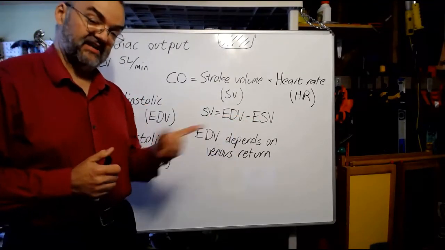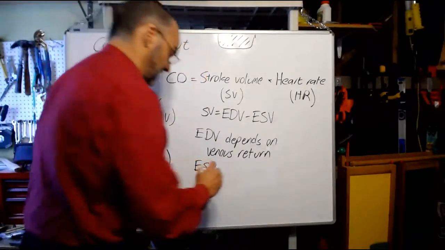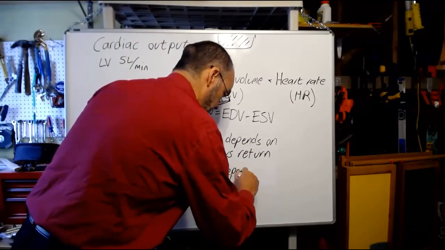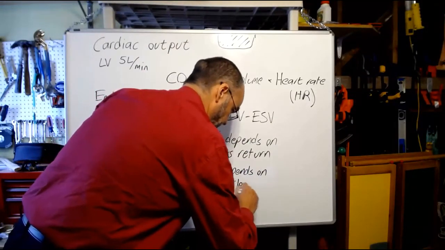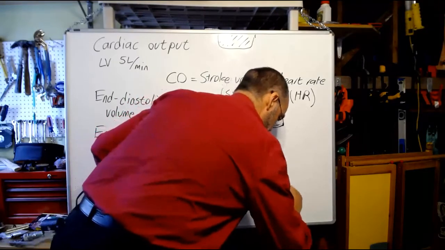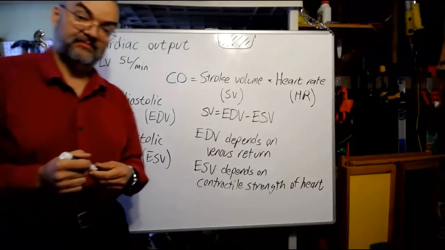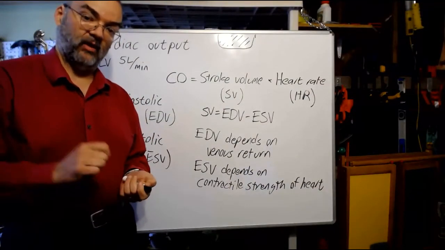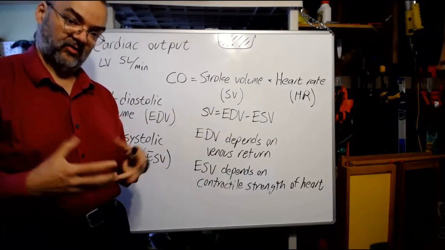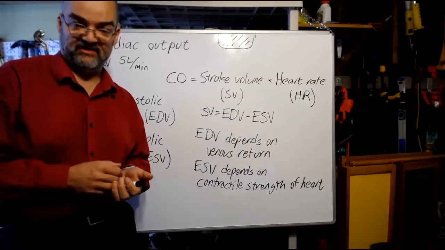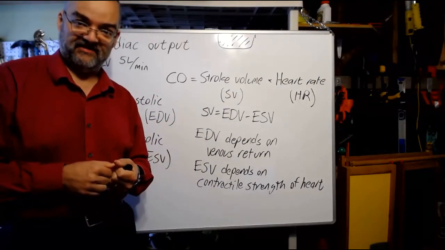I can change my end systolic volume by changing how strongly the heart contracts. So ESV depends on the contractile strength of the heart. That depends largely on sympathetic activity. Epinephrine acting on beta-1 receptors in the heart will make the heart contract more strongly, which will lower the end systolic volume. In other words, it'll have less left in the ventricle at the end of its contraction. Likewise, heart rate depends largely on sympathetic and parasympathetic activity.